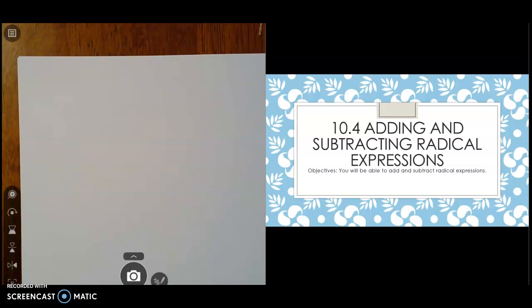Hi, welcome to section 10.4, adding and subtracting radical expressions. Hopefully by the end of this, you will be able to add and subtract radical expressions.